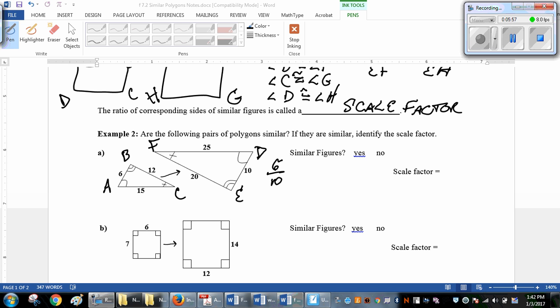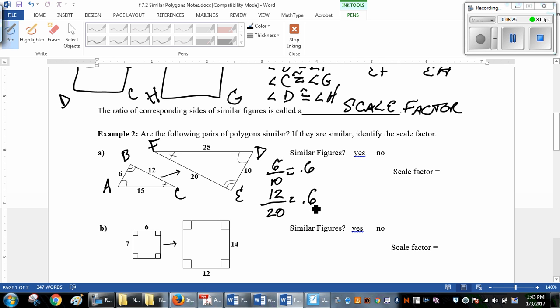All right, and now I'm going to take my next corresponding side, let's say BC, and we can see that that corresponds to FE. So BC is 12, and that corresponds to FE, which is 20. All right, now if I simplify each of these, 6 over 10 is 0.6. The easy way to do this is put it in your calculator, and you can see the decimals are the same. Now, those are the same, so we're good.